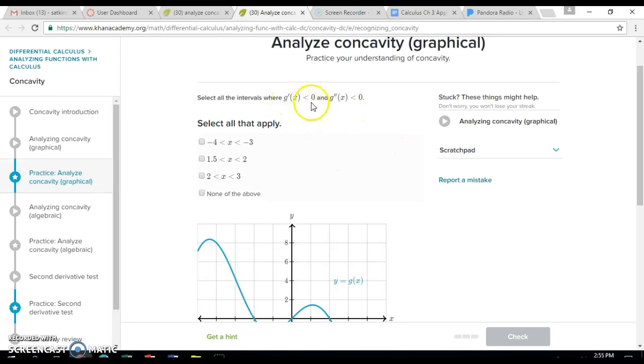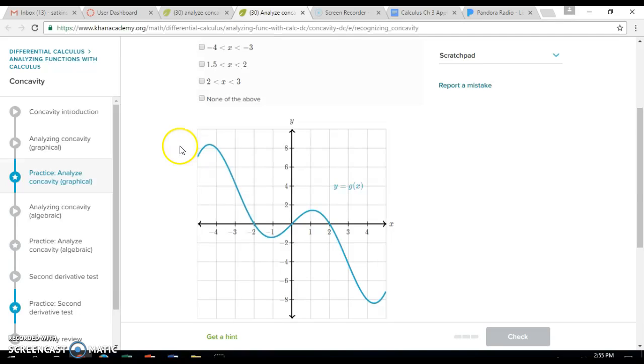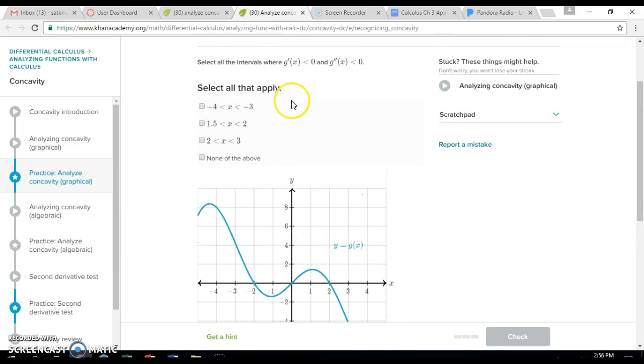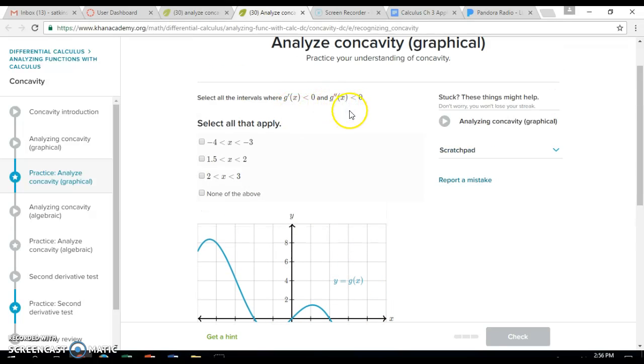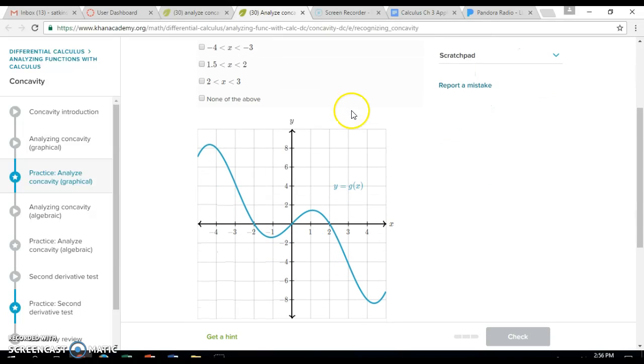G prime less than 0, what does that mean? G prime less than 0 means that G is decreasing. So this is a graph of G. I want to find where G is decreasing, going down. There's a couple of places where G is decreasing, right? G double prime less than 0 means that G is concave down, so opening down. So I want to look only at decreasing and opening down.